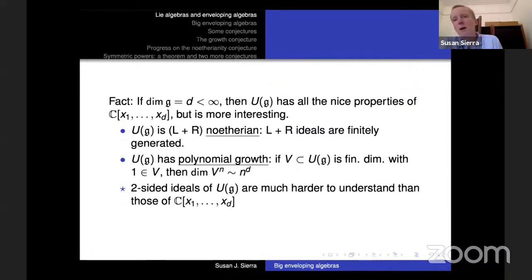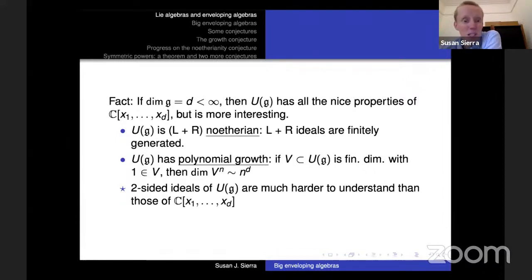So those are two properties which are similar to a polynomial ring in d variables that also has the growth n to the d in the same sense. Two-sided ideals, however, of this non-commutative ring are in general much harder to understand than two-sided ideals of a polynomial ring. So again, I want to go back to the enveloping algebra of SL2.